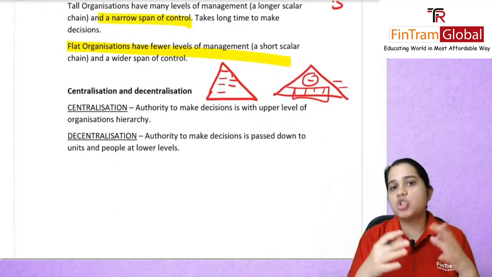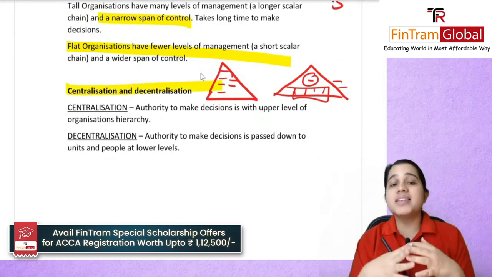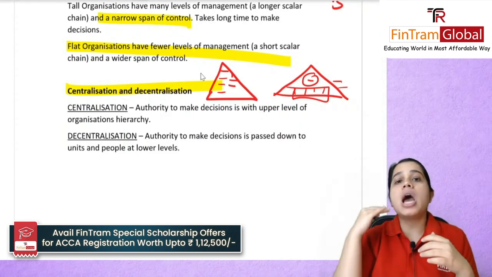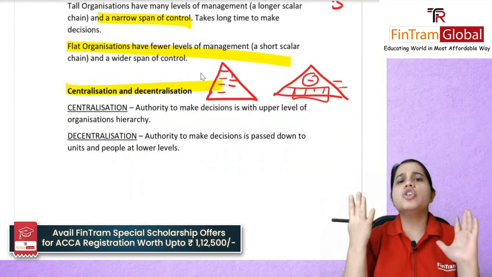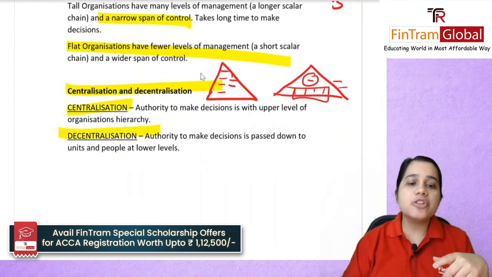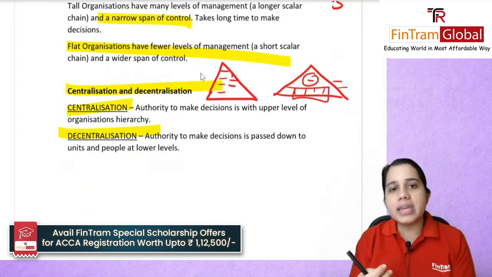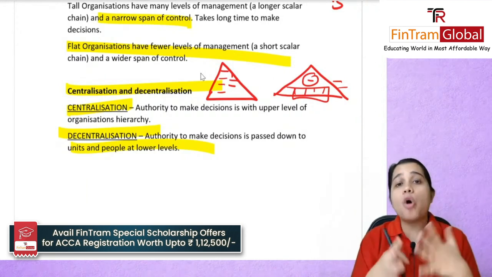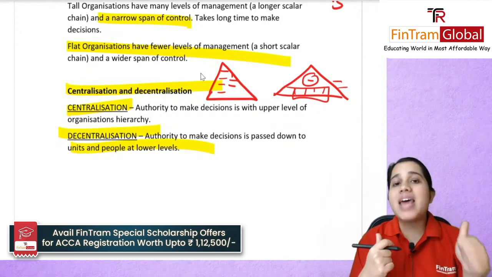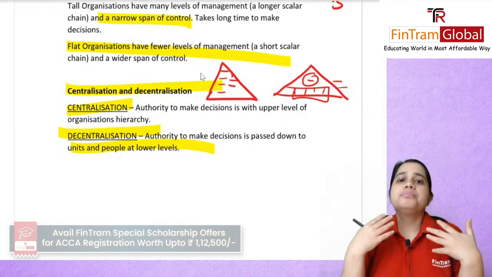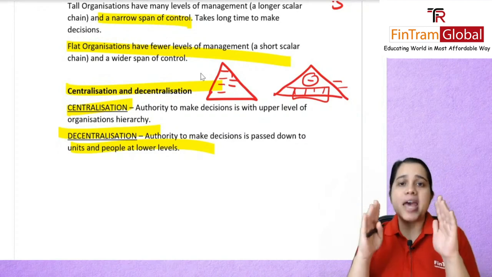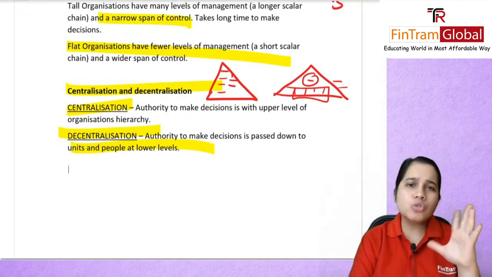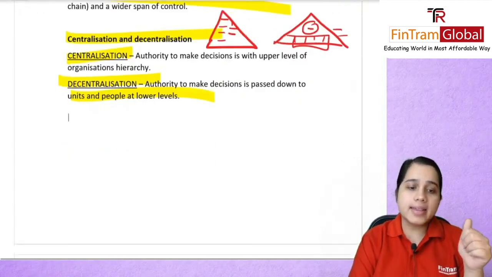Next, centralization and decentralization. What did we study here? Centralization is basically where the authority to make any decision lies with your upper level of management, that is, your senior management. However, in a decentralized organization, this authority to make decisions is passed down to the units and people at the lower levels. Even people at the operational level can make decisions. That will be known as decentralization. The benefit is, of course, that senior management can focus only on the main strategic things and the overall picture, and they don't have to see the day-to-day problems that are arising.